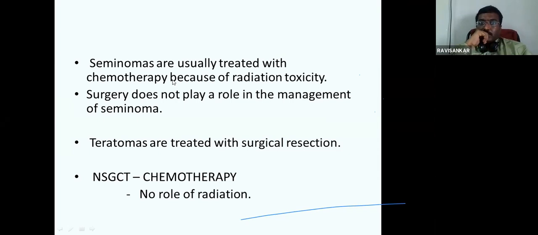Surgery does not play a role in the management of seminoma. They usually respond well to chemotherapy and radiation. Usually a unimodal treatment is enough. Teratomas are benign. You can't give any other treatment unless they are immature teratomas. Teratomas are usually treated with surgical resection.